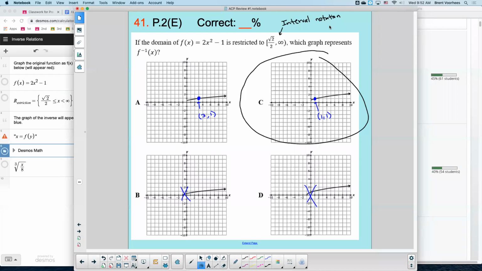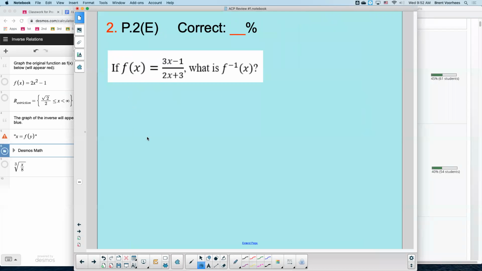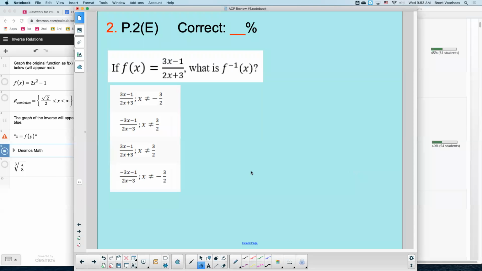Okay, I'm going to do one more. And I forgot to copy the multiple choice. Hang on, I'm going to pause this just for a second. Okay, now let's try the last one.